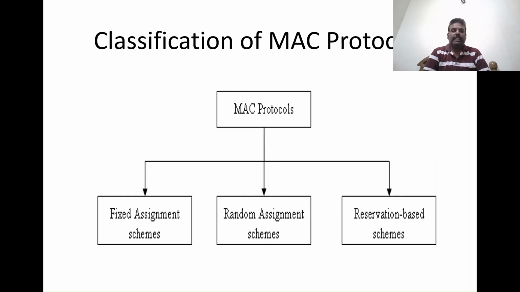This MAC protocols are classified into three major classifications. One is fixed assignment scheme, second is random assignment scheme, third is reservation based schemes. Whenever we discuss mobile computing, we are not going to stick to one place. We move from one place to another while we are having data transactions. So at that time, how should the protocols act, because every scenario has its own protocols, right? Wired scenarios, wireless scenarios, and ad hoc networks have their own protocols.